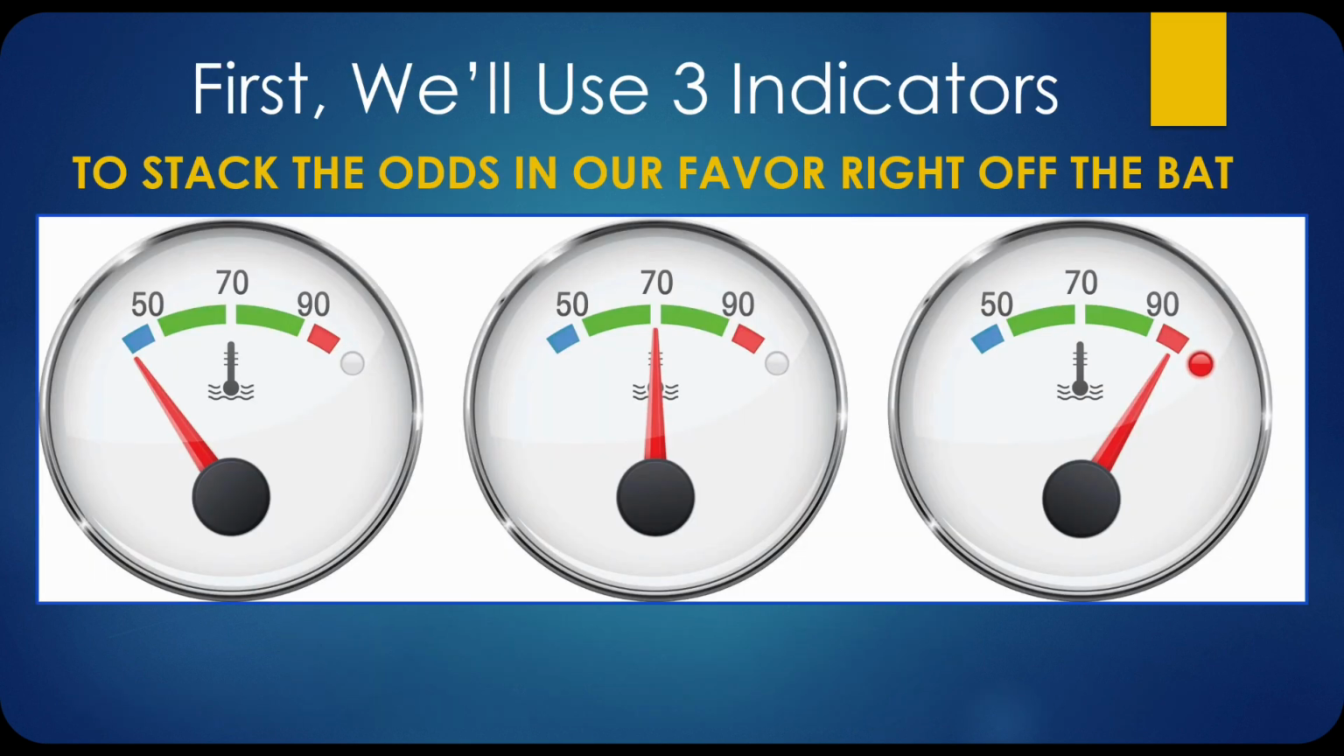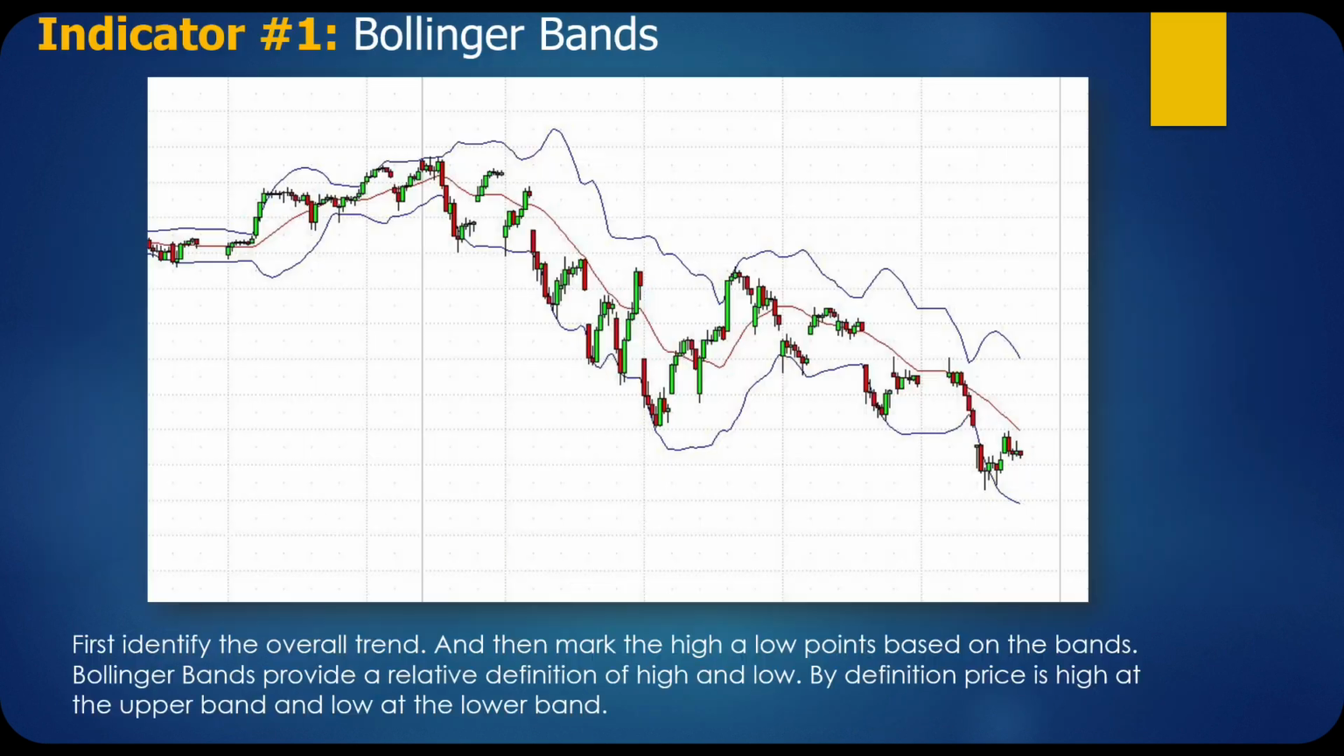First, we'll use 3 indicators to stack the odds in our favor right off the bat. Now, our first indicator is Bollinger Bands. First, identify the overall trend, and then mark the high and low points based on the bands. Bollinger Bands provide a relative definition of high and low, not an exact, not a perfect definition, but relative to what the stock has been.